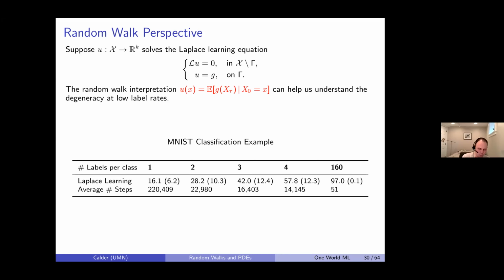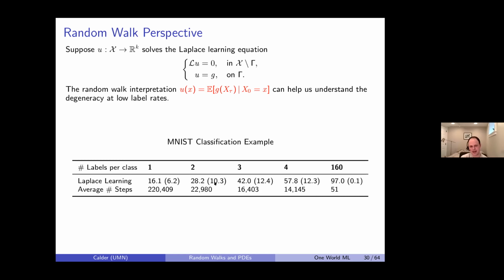And at one label per class, where we get very poor accuracy, it took on average over 10 trials, over 200,000 steps before it hit a labeled node. There's only 70,000 nodes in the whole graph. And I stopped the random walker if it got to 1 million, which did happen several times. So it's actually much larger than this. I just wasn't patient enough to wait for this to finish.